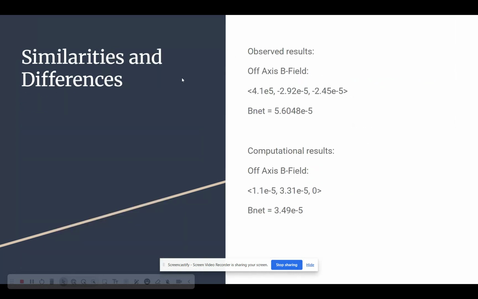So, similarities and differences. For our observed results on the off-axis B field, that's given right here, and our net was 5.6 times 10 to the negative fifth. And our computational results, that's given here, and our net was 3.49 times 10 to the negative fifth. These are somewhat similar, but they are still a bit different, and we will consider that through our error.